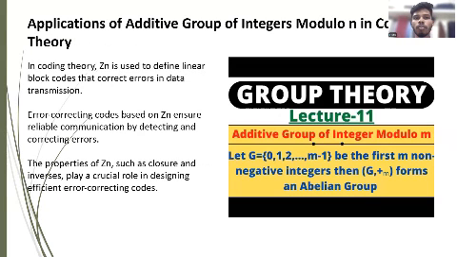So next we'll move on to the applications of the additive group of integers modulo n in coding theory. In coding theory, Zn is used to define linear block codes that correct errors in data transmission. Error-correcting codes based on Zn ensure reliable communication by detecting and correcting errors. The properties of Zn, such as closure and inverses, play a crucial role in designing efficient error-correcting codes.